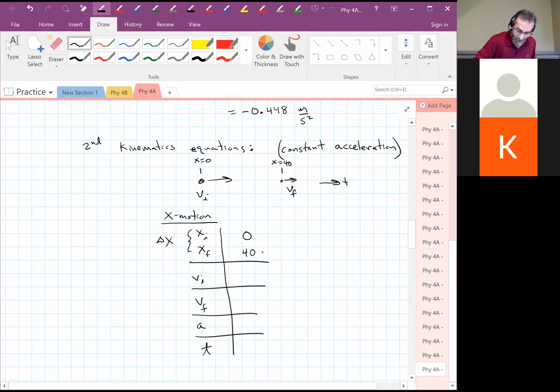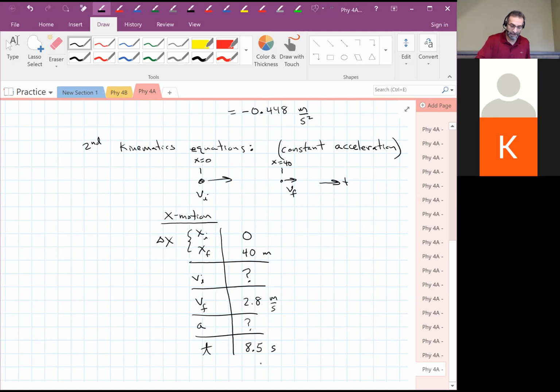Our final position is 40 meters. We do not know our starting velocity, but we know it ended up at 2.8 meters per second. We don't know our acceleration, but we know this whole thing took 8.5 seconds. So the key with this chart, as long as there's not a bunch of zeros in there. If you have a bunch of zeros, then that doesn't help. But as long as you have information there, you can fill in. As long as you have 3 of these boxes filled in, you can solve for the other 2.